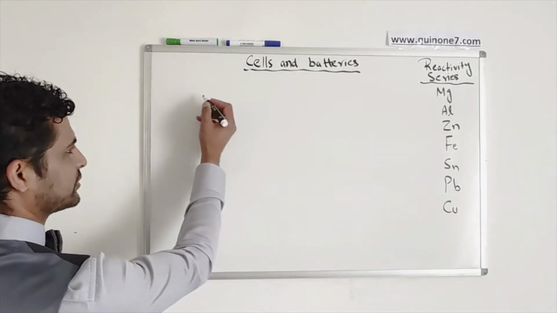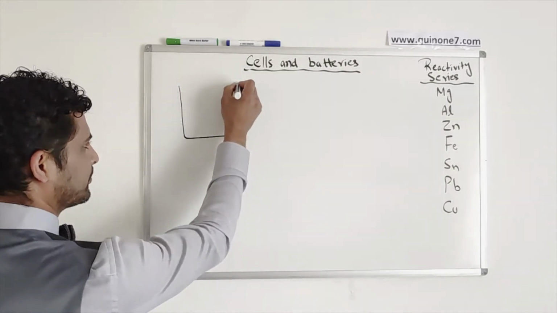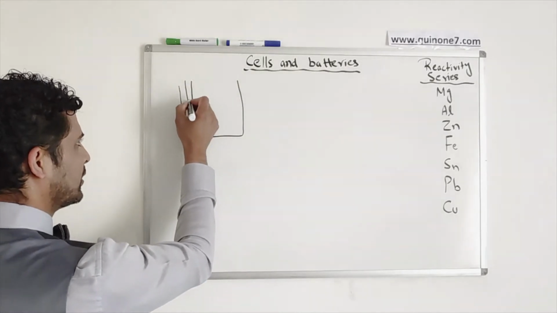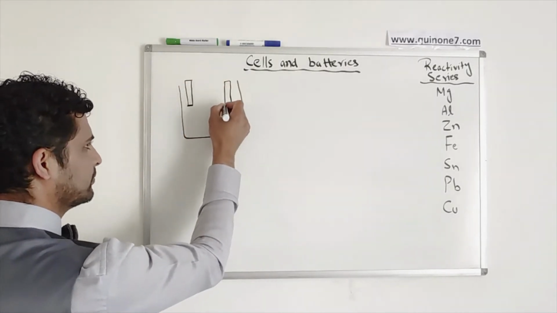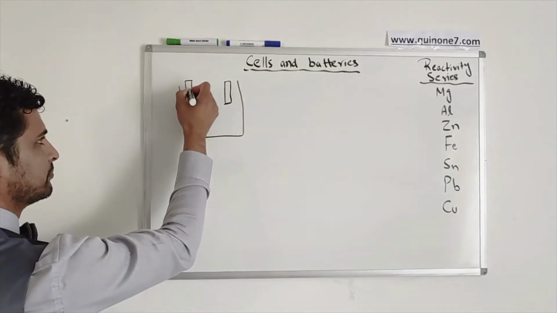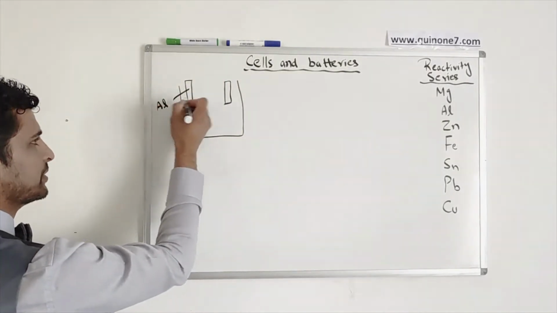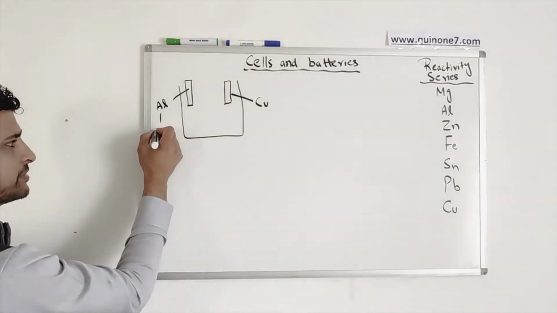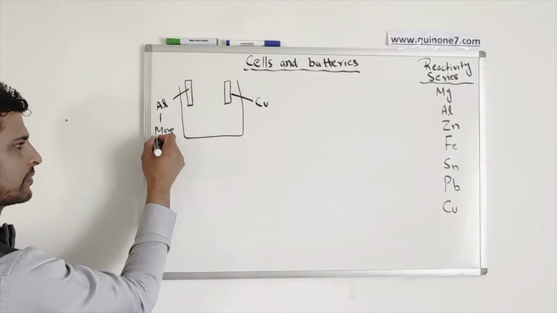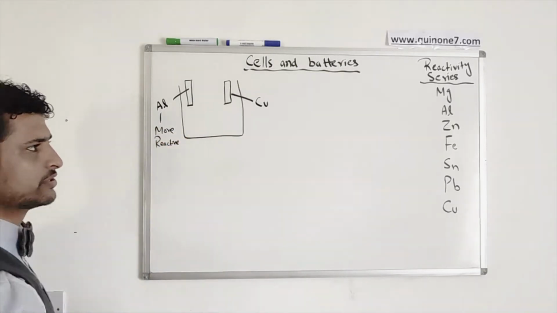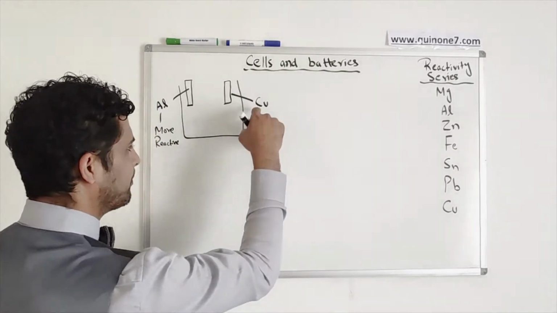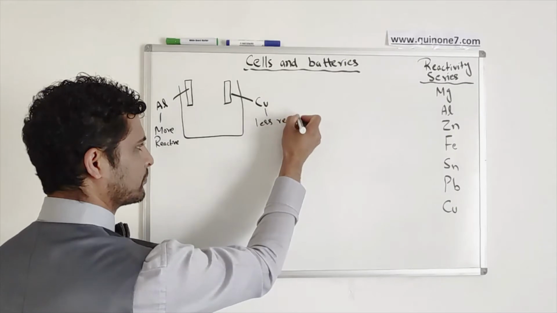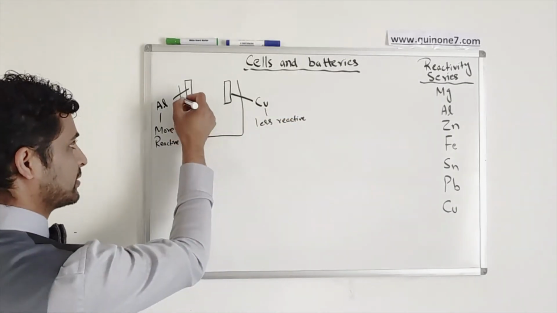Now a cell can be constructed by having two different metals. For example, you have aluminium. If I say this is made by aluminium and this is made by copper, aluminium is more reactive because it is on the top of the series. Copper is less reactive. What it means, I'm going to explain in a minute.